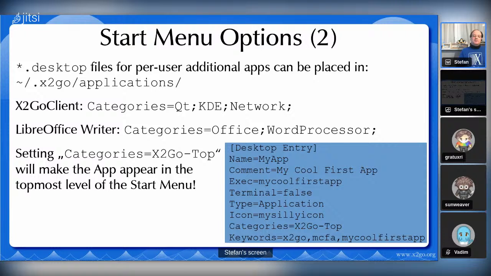For example, X2Go client uses Qt, KDE, Network, and thus will show up in Network, while LibreOffice Writer is listed as Office, Word Processor and will end up in Office. If you manually set the categories entry to X2Go-top, then this will make your application appear in the topmost level of the X2Go start menu. This is a real time saver for applications that your users need to use a lot.